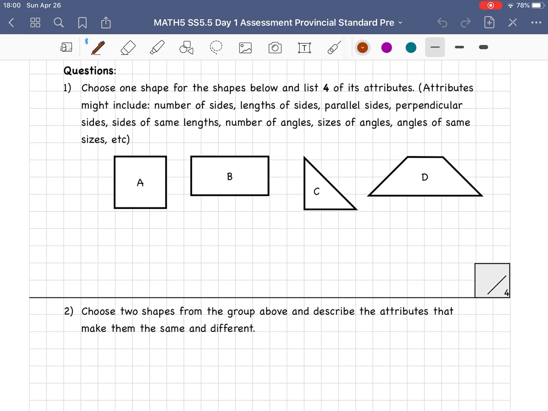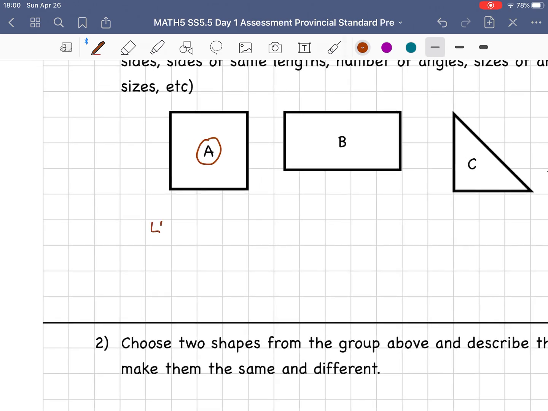Question number 1, choose one shape for the shapes below and list 4 of its attributes. Attributes might include the number of sides, the length of the sides, whether they have parallel sides, perpendicular sides, whether they have sides of the same length, number of angles, size of angles, angles of same sizes, etc. The more general you can be, the better. I'm going to choose letter A.